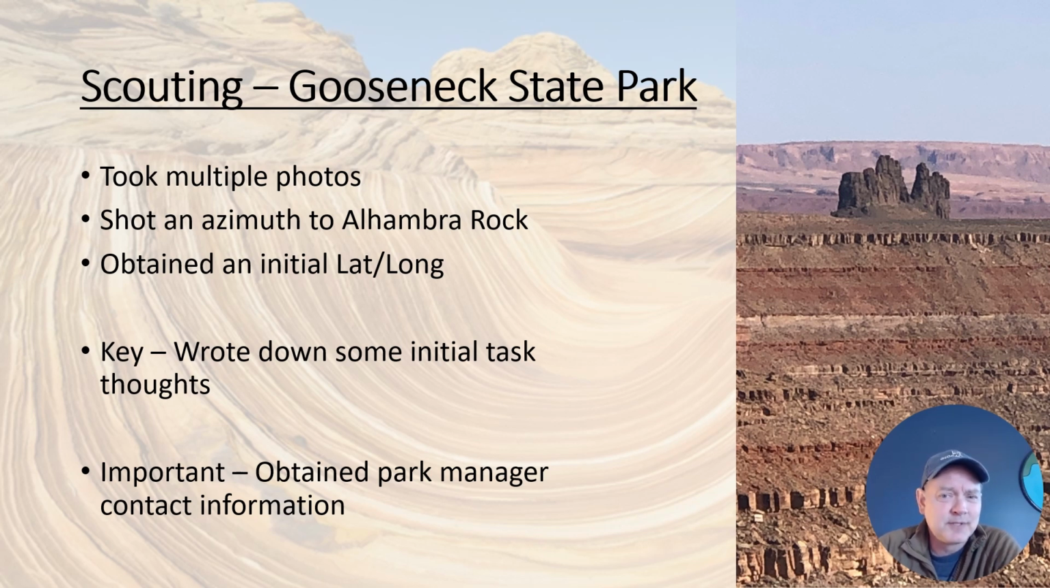I also shot an azimuth from ground zero out to Alhambra Rock, but it's not really necessary as I can really kind of figure this out with Google Earth when I get home. I also determined what the lat long for ground zero was, but again, I don't really need to do this. I can pull up Google Earth again and determine that. One key thing I did, and I can't stress this enough for a vacation cache, I wrote down my initial thoughts for logging tasks.